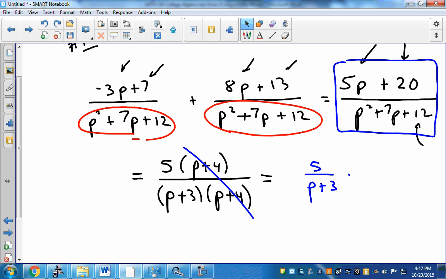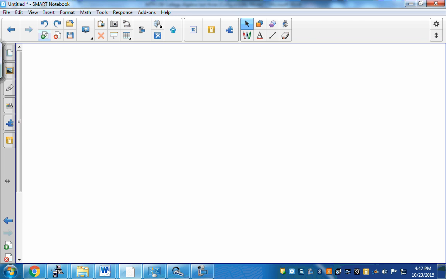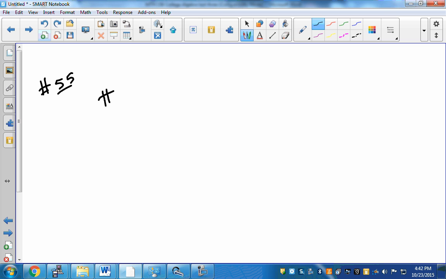Let's look at an addition problem where the denominators are not the same. Like I said, I'm only going to give you a couple out of this section. Number 55 was assigned. I don't want to do your homework. You do that. But let me show you number 56.